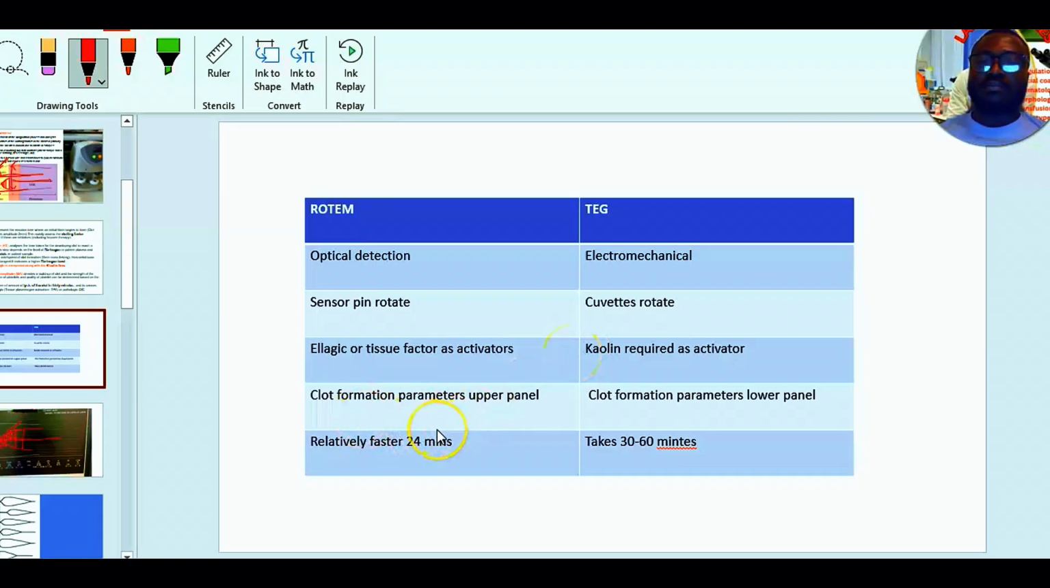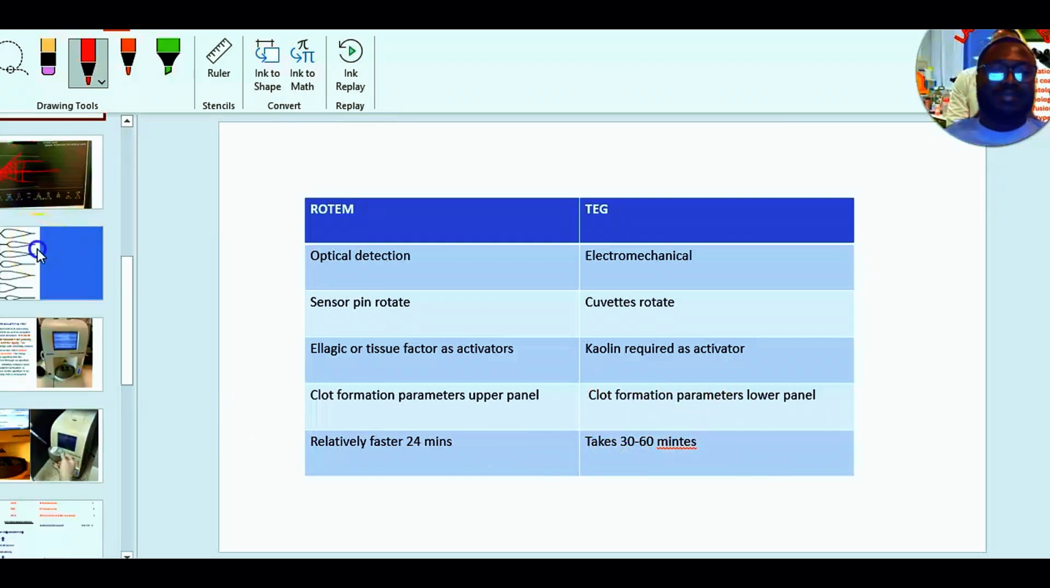Clot formation parameters are on the upper panel for one, and on the lower panel for the other. It's the lower panel here because it is the cuvette that sits in, whilst we use the light emitting diode. That's the LED light that goes on the sensor to detect the optical reactivity of the clot. It is relatively shorter here, whilst it takes 30 to 60 minutes for the other. Now, this is the assessment.